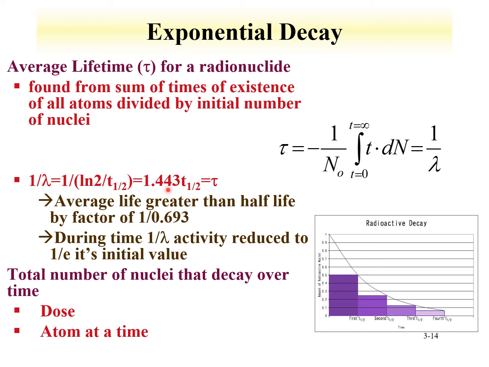has a lifetime on the order of 1.4 times the half-life. So the average lifetime is greater than the half-life by this factor, and during some sort of time of initial activity, it's reduced to 1 over e of its initial activity. So I can understand the relationships between these two, but when would you want to know the average lifetime? Well, a lot of times it's important if I'm talking about dose, if I want to understand what's going to be the average dose that one would get. You're talking about then you would talk about the average lifetime.